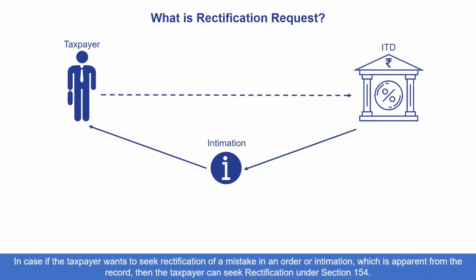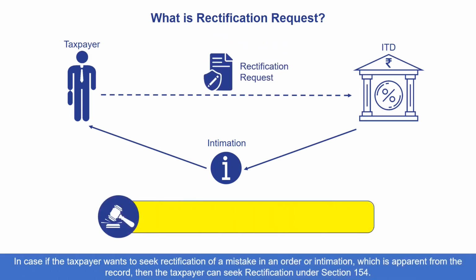Once the intimation is received, the taxpayer can file a request for rectification. This rectification can only be filed if there is an error or an omission in the order or intimation which is apparent from the record. The rectification request can be filed under Section 154 of the Income Tax Act.